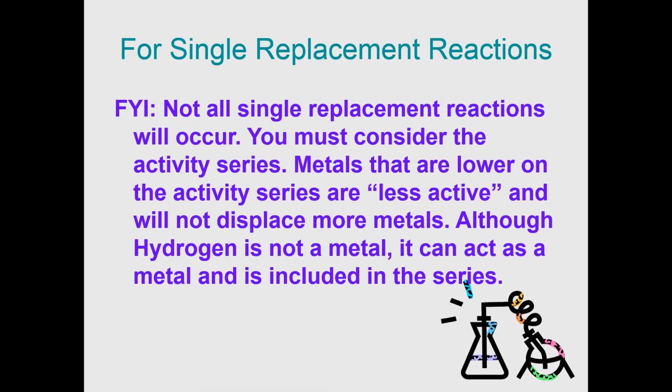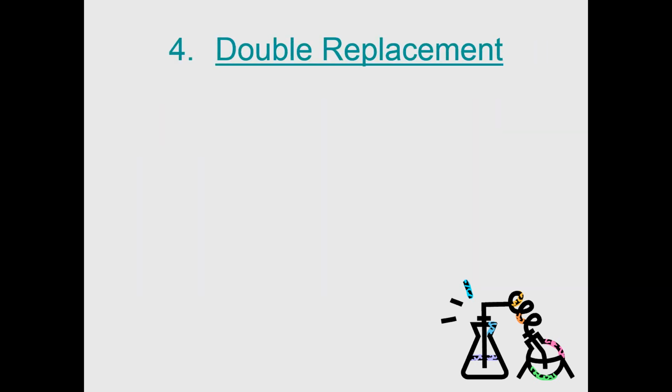So for single replacement reactions, you have to actually consider something called the activity series. The activity series can be found on the back of your periodic tables in our class, and I'll talk more about this in the next video.